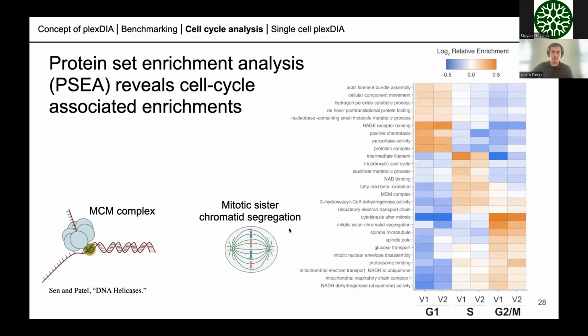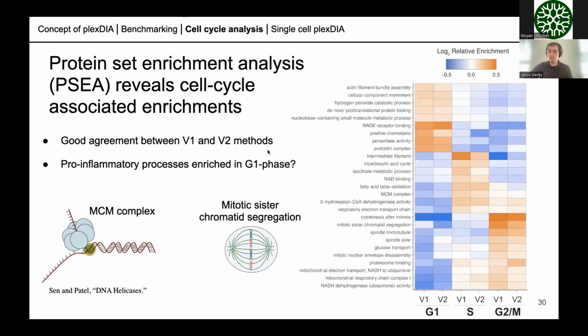And we find that mitotic sister chromatid segregation, cytokinesis after mitosis, and spindle-associated processes are enriched in the G2M phase. We also find that the V1 method and the V2 method, two very different data acquisition schemes, one using MS1 quantitation and one using MS2 quantitation, have very good agreement between these different processes and the enrichment that they find.